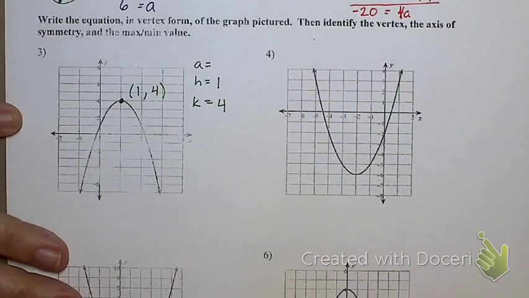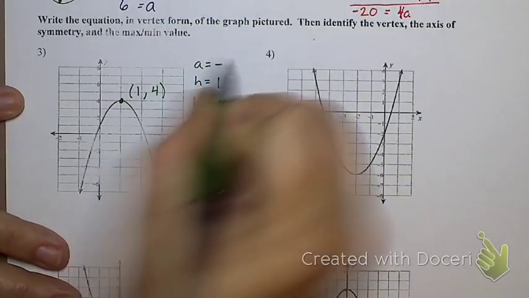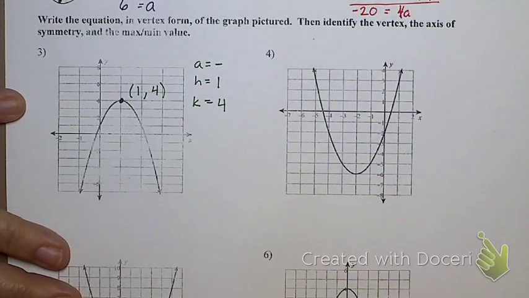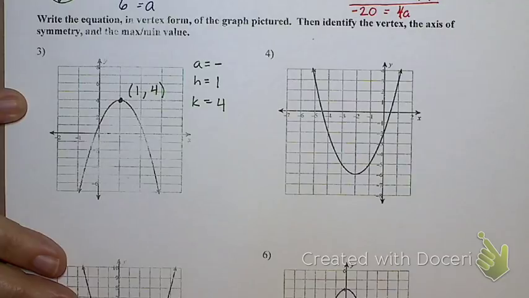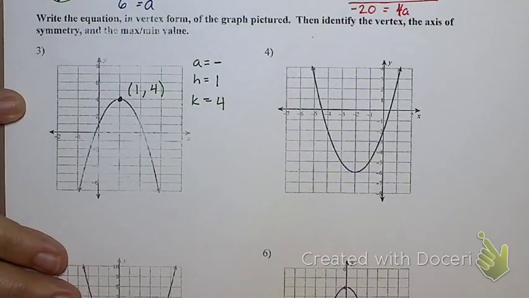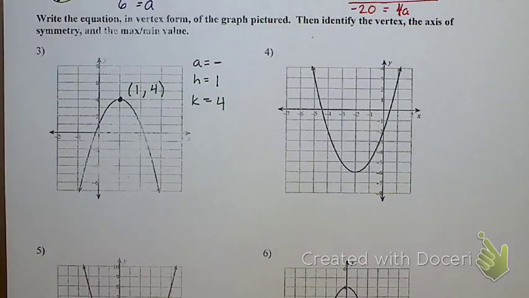What do I know about the sign of A? It's a negative. How do I know that the sign of A is going to be negative? Because it's a maximum. Because it's opening down and it's a maximum. Yeah, that's how I know it's going to be negative. So what I'm going to do to find A is actually the same thing I did before. I'm going to find another point, not the vertex, another point on that parabola.